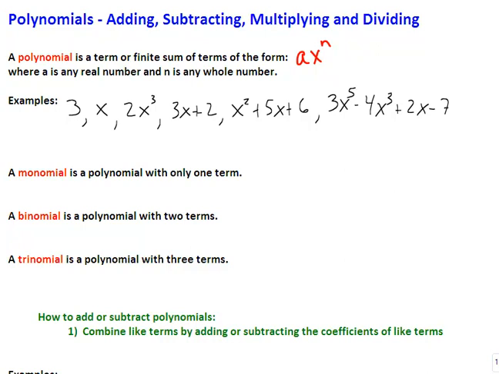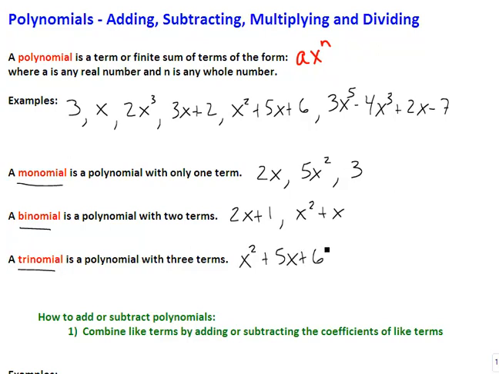Special examples of polynomials include a monomial. A monomial would be a polynomial with only one term. So just 2x is a monomial, or 5x squared, or just a constant like 3. A binomial is going to be a polynomial with two terms, so something like 2x plus 1 or x squared plus x. And a trinomial is a polynomial with three terms, things like x squared plus 5x plus 6.